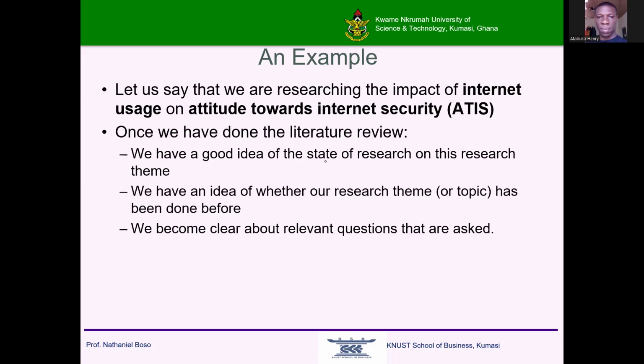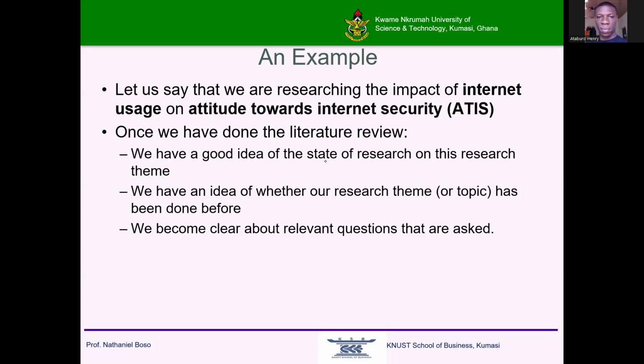So once we've done a good literature review, we have a good idea of the state of research on this research theme, those establishing a positive relationship, negative relationship, or no relationship at all. Then we have an idea of whether our research topic has been done before. Now we can tell whether what we were thinking about initially has been done or not. If it has been done, then the question is, what is left undone that we can incorporate in our current topic to make our topic useful? If it has not been done, you say, hallelujah, then we have a case.